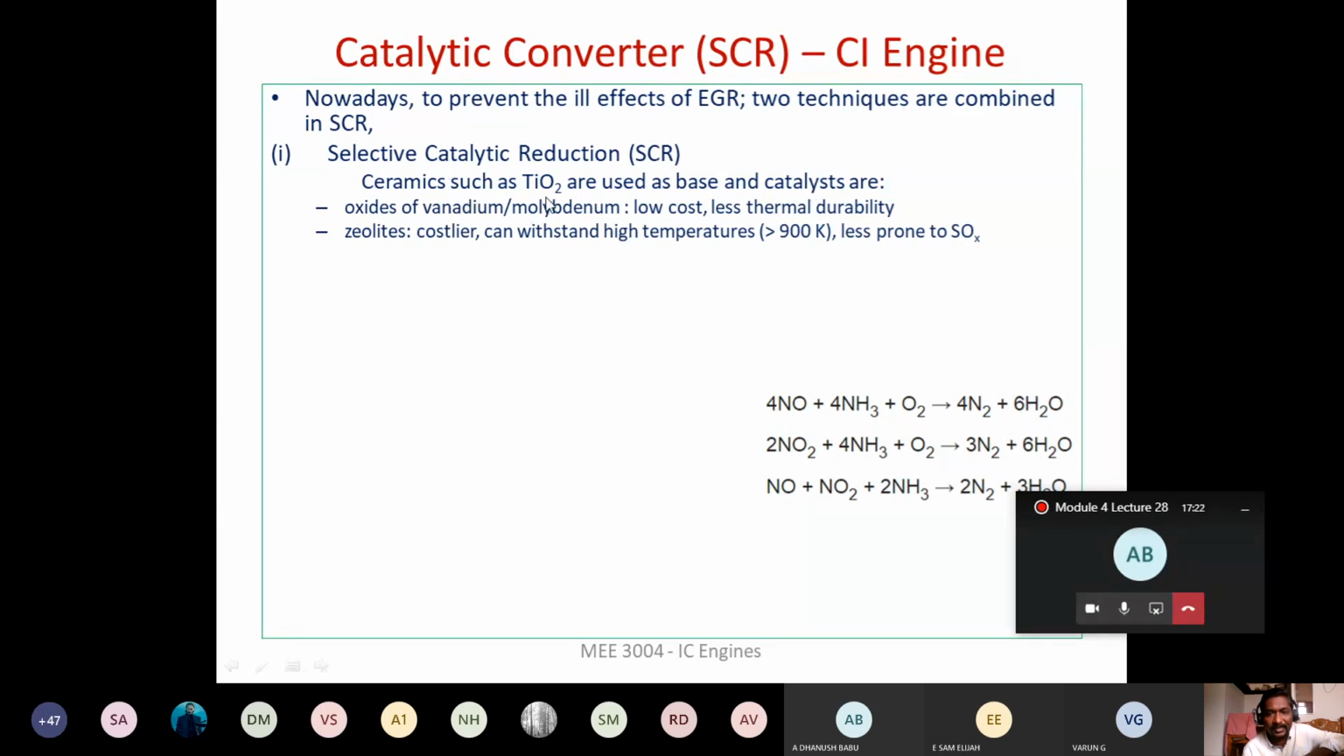Okay. So for this, you can have titanium dioxide as the ceramic, that is the substrate. After that, we'll have a wash coat. Then we'll have the catalyst. The catalyst can be oxides of vanadium or oxides of molybdenum. These are all very cheap.